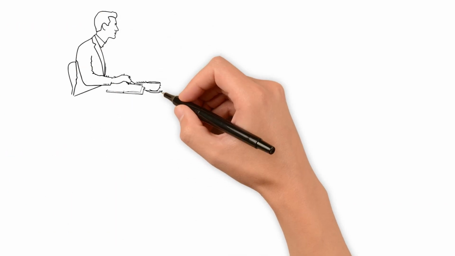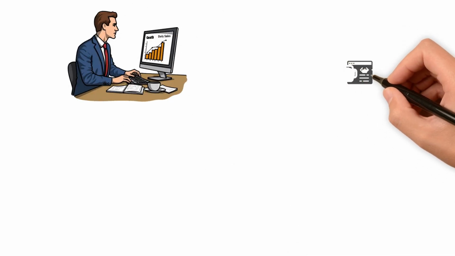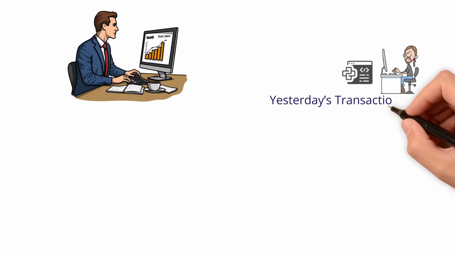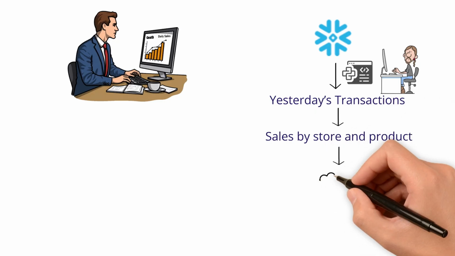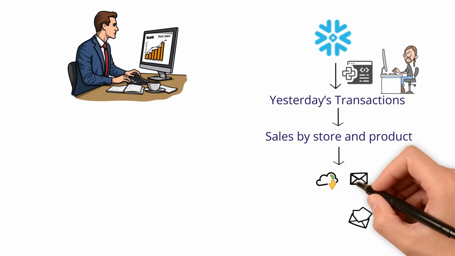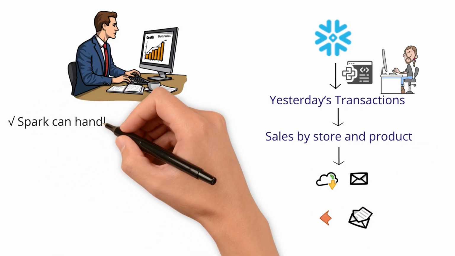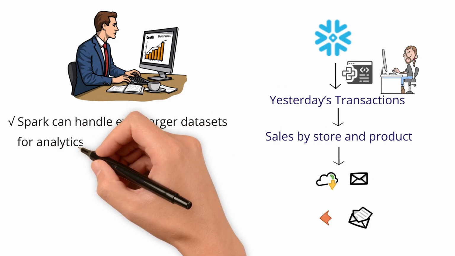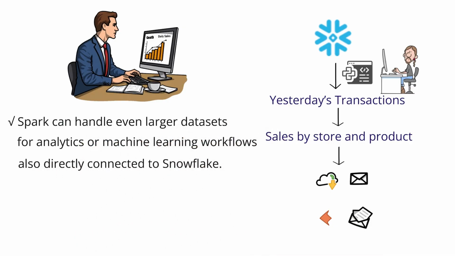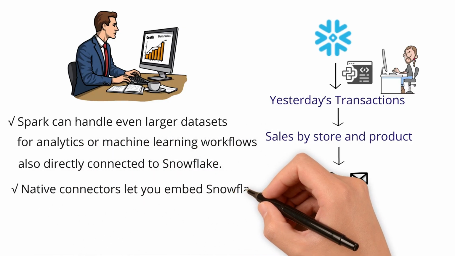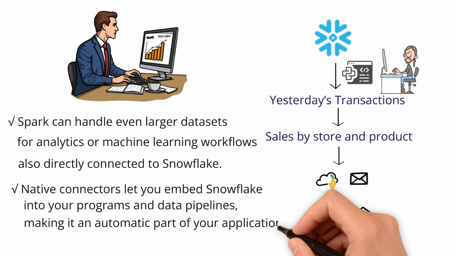For example, imagine a retail company that needs a daily sales report. Using the Python connector, a developer can write a script that pulls yesterday's transactions from Snowflake, calculates sales by store and product, and automatically saves or emails the report. No human intervention needed here. Spark can handle even larger datasets for analytics or machine learning workflows, also directly connected to Snowflake. Native connectors let you embed Snowflake into your programs and data pipelines, making it an automatic part of your applications and workflows.